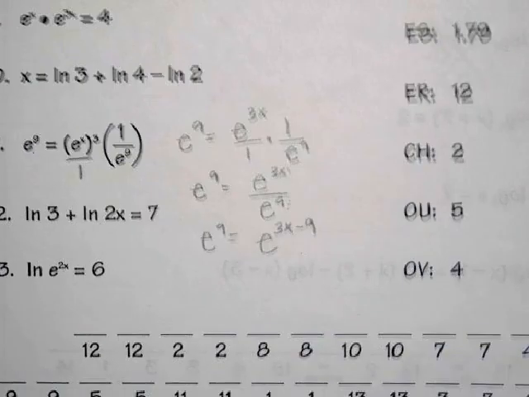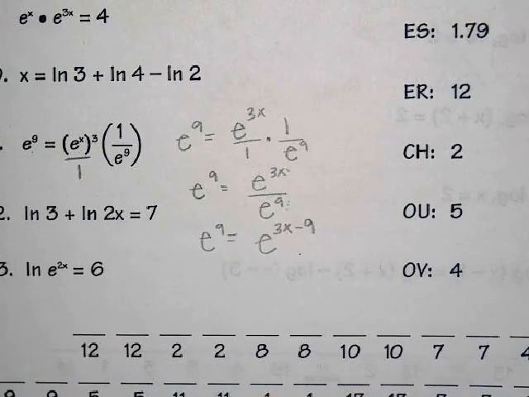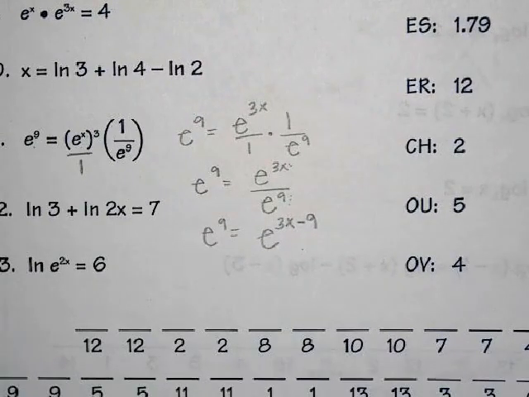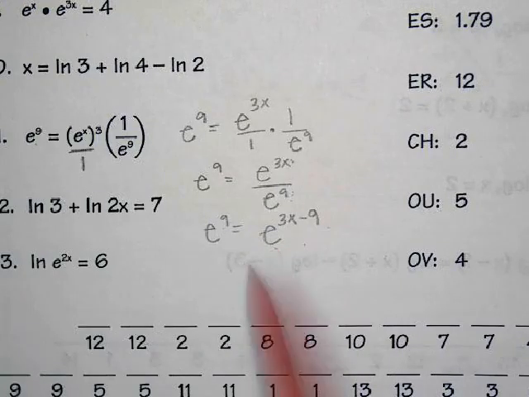3x minus 9. Now at this point, we have the same base on each side. So the bases don't really need to be there anymore. If the bases are the same, the exponents are going to be the same. Does that make sense? You just take the e's away, you don't need them.